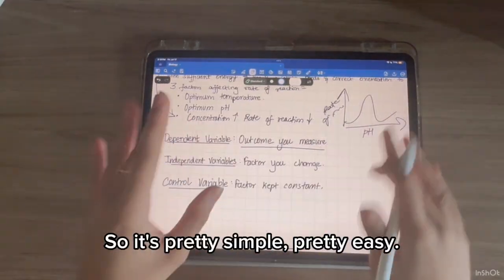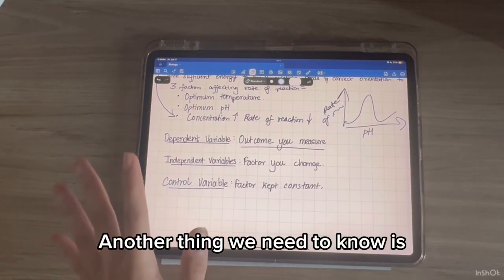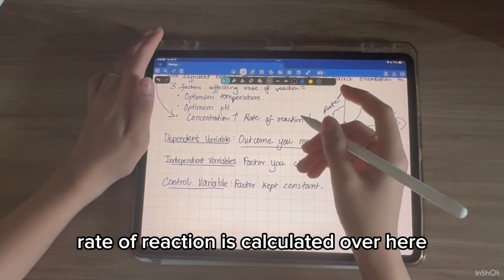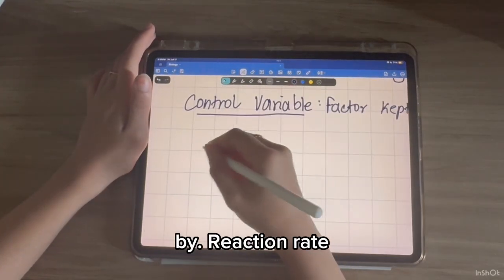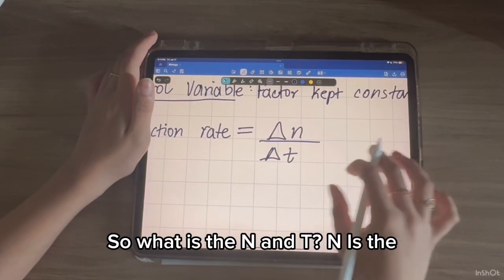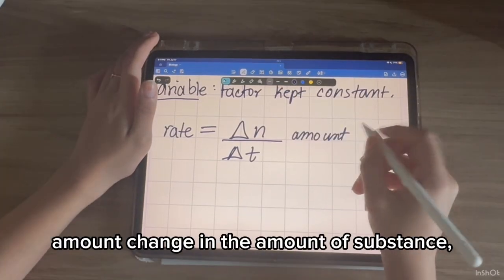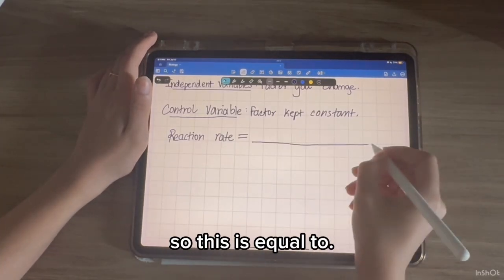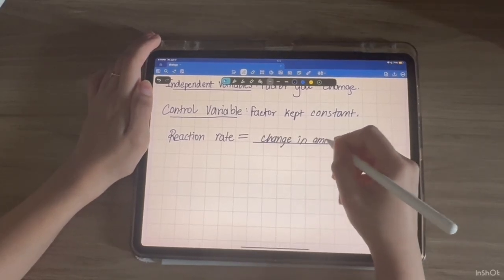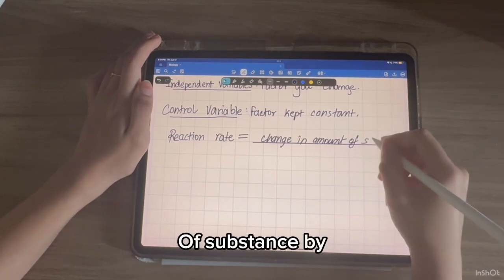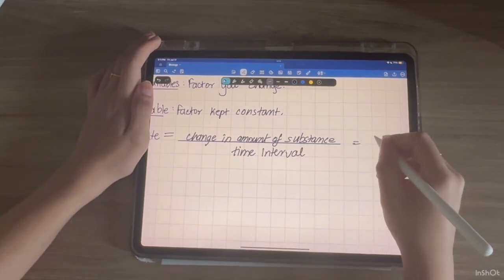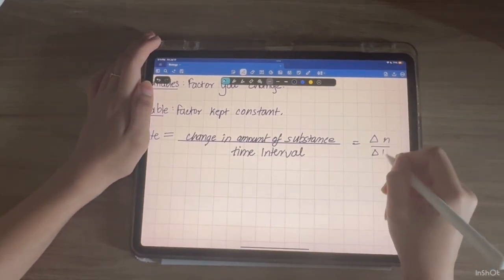Alright, so it's pretty simple, pretty easy. Another thing we need to know is calculating the reaction rate. The rate of reaction is calculated over here by reaction rate, n by t. So what is the n and t? n is the change in amount of substance. So this is equal to the change in amount of substance by the time interval, also denoted by this and this.